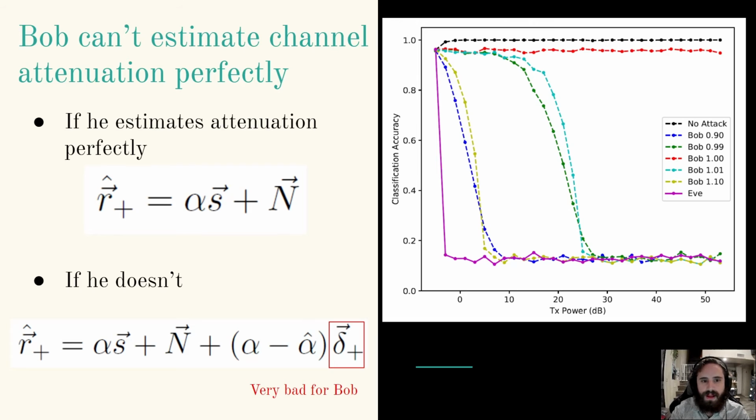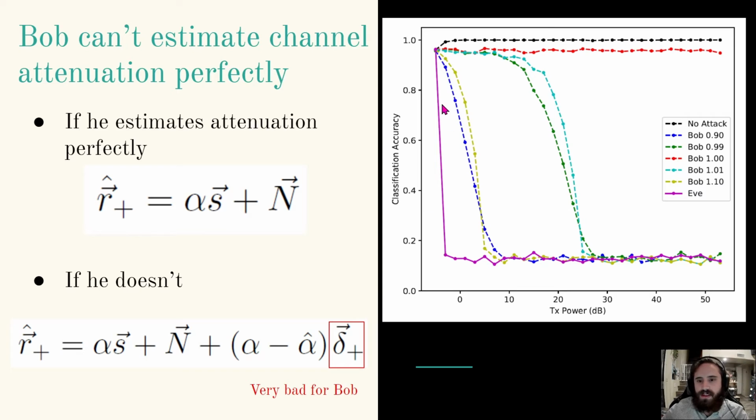In the real world, Bob can't perfectly estimate the channel attenuation. So there's always going to be remnants left of the additive perturbation if Alice employs an additive perturbation. As for filtering attacks, Bob doesn't need to estimate the channel attenuation, so he's good to go. He can just use the inverse filter to get the original signal back.